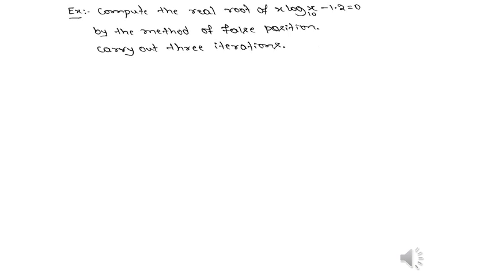Let us take one more problem on Regula-Falsi method. Compute the real root of this equation by the method of false position. Carry out 3 iterations. So they are asking us to carry out 3 iterations. That means we need to find x1, x2 and x3.